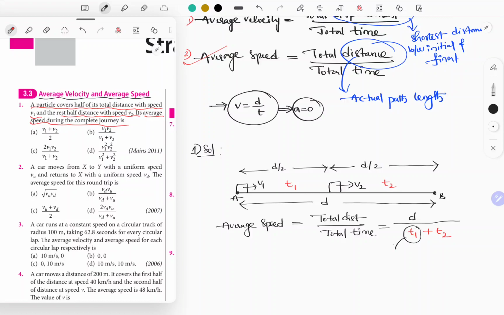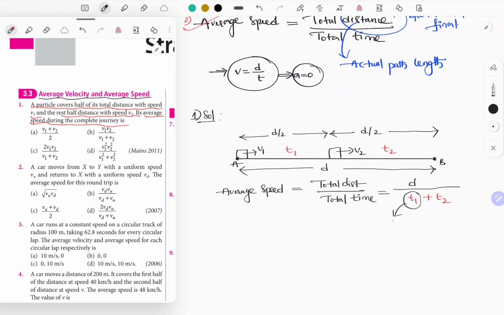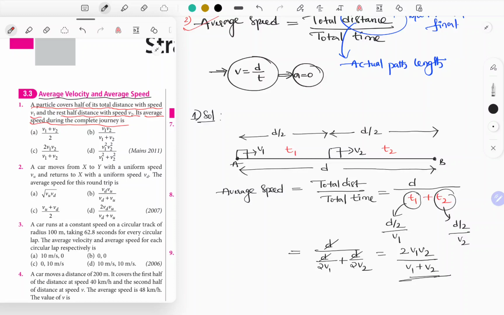What is the formula for time in terms of distance traveled and speed? T1 is the time taken to travel the first half of the distance. That is (D/2)/V1. Then T2 is (D/2)/V2. Let me substitute here. So it is going to be D/2V1 plus D/2V2. If you take D common, it will get cancelled out. 2 is the same in both the denominators, so it goes to the numerator. If you take LCM, it is going to be 2V1V2/(V1+V2). And this is the final answer. Look at this. Which option is matching? Option C is correct.